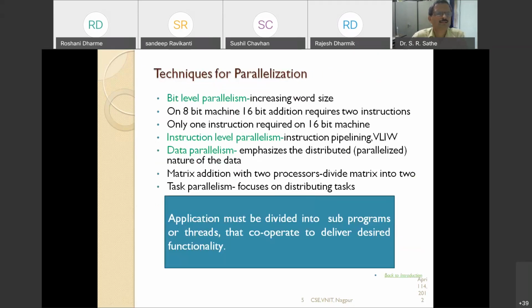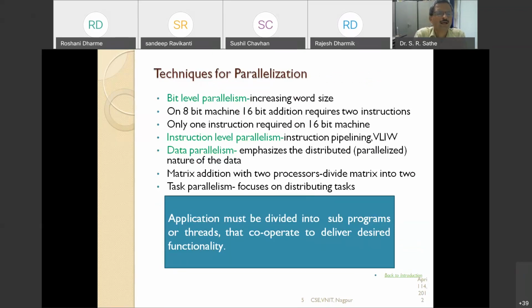There are several techniques of parallelization. Bit level parallelism is simply increasing the bit word size. If you have an 8-bit CPU, make it 16-bit; if it is 16-bit, make it 32-bit. On an 8-bit machine, a 16-bit addition requires 2 instructions, 8 bits at a time, whereas only one instruction is required on a 16-bit machine.